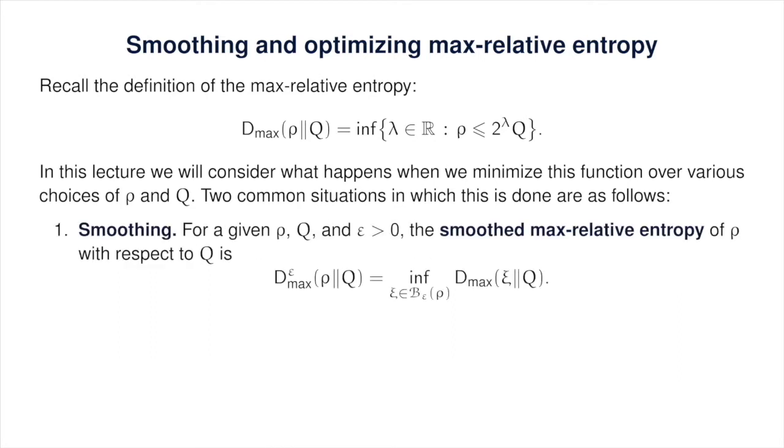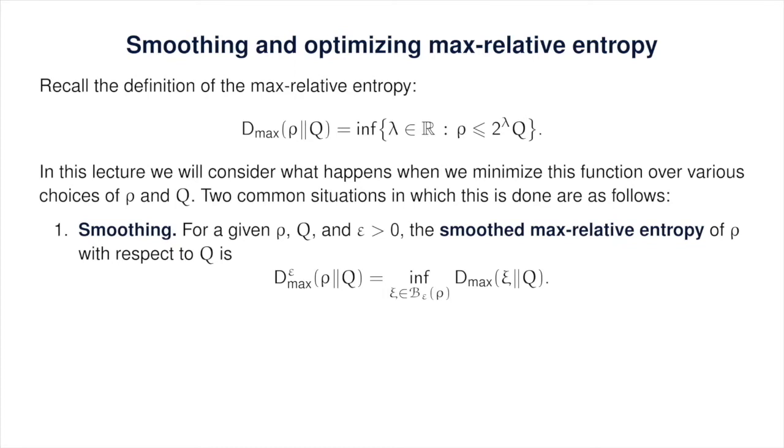First is smoothing. We assume that we're given ρ and q as arguments to the max relative entropy, as well as a positive real number epsilon, and we consider the infimum of the max relative entropy of xi with respect to q as we range over all density operators xi that are epsilon close to ρ, with respect to some notion of closeness that isn't specified on this slide. In the expression that you see here, the notion of xi being epsilon close to ρ is written as xi being contained in the set b sub epsilon of ρ, and the precise definition of this set depends on exactly what notion of closeness one might be interested in.